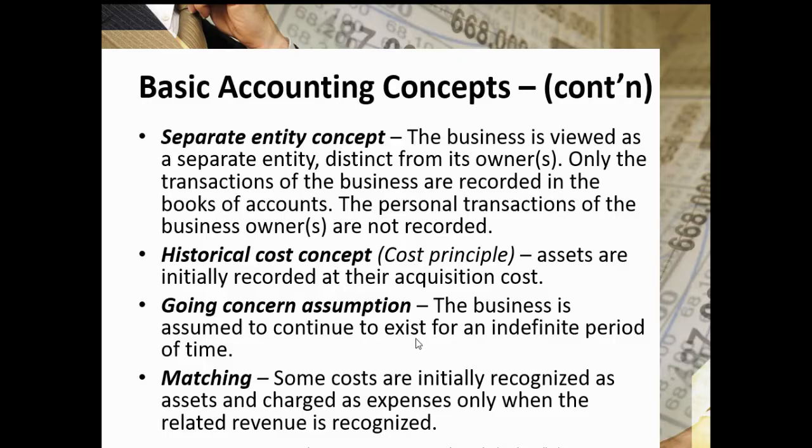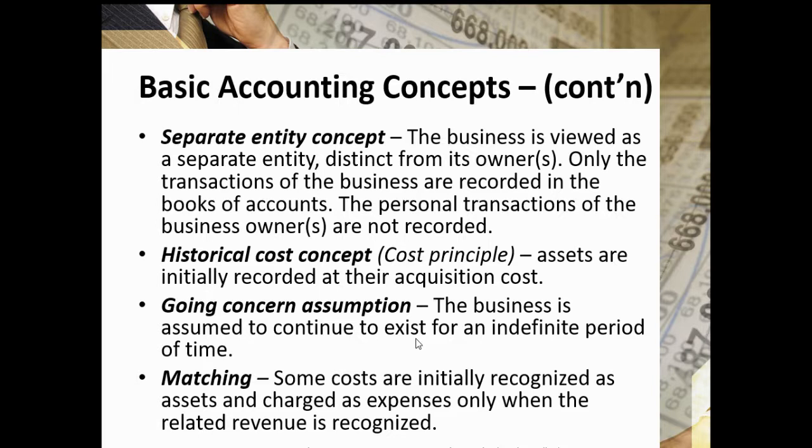So, going concern is good. Liquidating concern is not so good kasi yun na yung mag-e-end na yung operation mo. So, that's going concern assumption. Next is matching or it's the association of cause and effect. Under this concept, some costs are initially recognized as assets and charged as expense only when the related revenue is recognized.